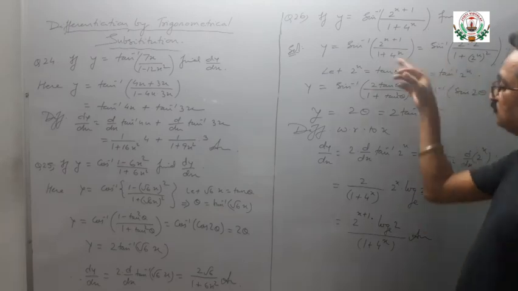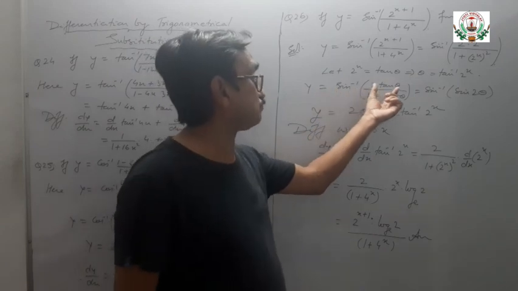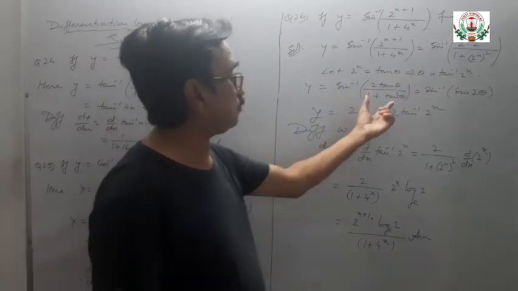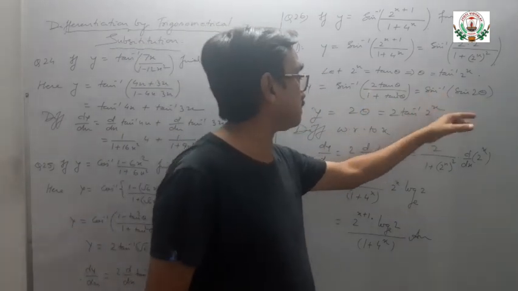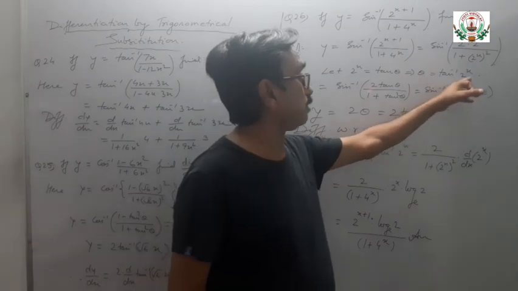So now this function will be converted into the trigonometrical formula: y equals sin inverse of 2 tan theta upon 1 plus tan square theta. This is the formula of sin 2 theta. So sin inverse of sin 2 theta is 2 theta, that is 2 tan inverse of 2 to the power x.